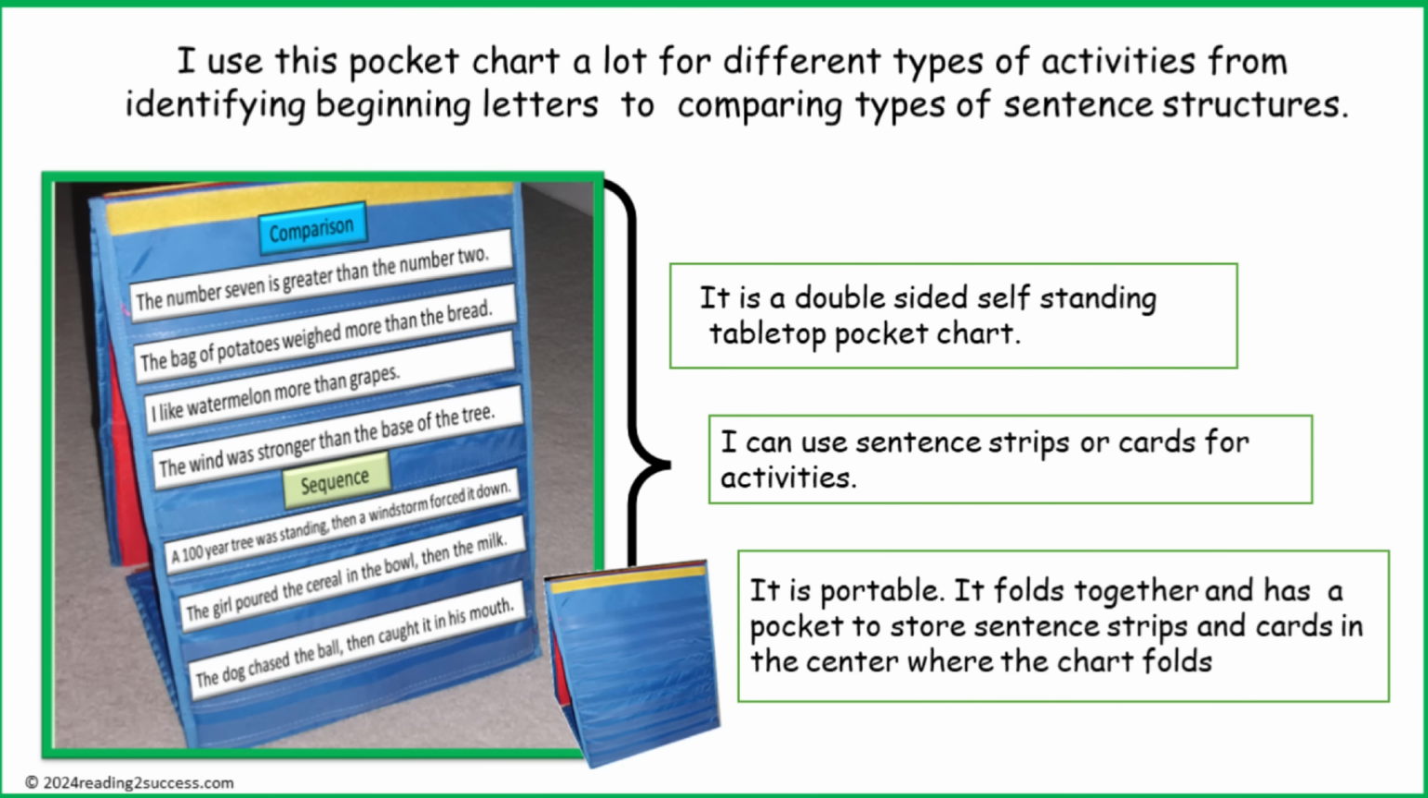My third pick is this pocket chart. I use this pocket chart a lot for different types of activities, from identifying beginning letters to comparing types of sentence structures. It is a double-sided, self-standing tabletop pocket chart. I can use sentence strips or cards for activities, and it is portable. It folds together and has a pocket to store sentence strips and cards in the center where the chart folds.